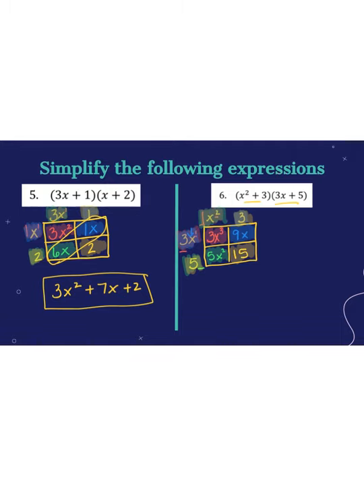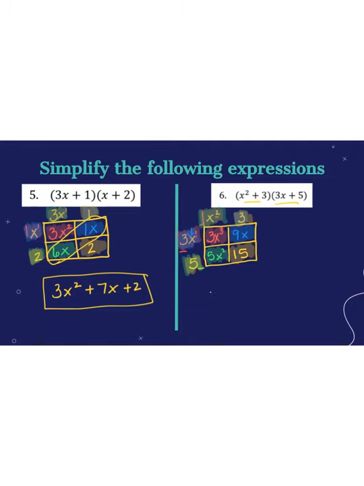Okay, now remember, in number 5, we could combine those two middle ones because they both just had an x on it. When I look at these two middle ones, I have 5x squared and 9x. Those two cannot be combined because they don't have the same term. So they don't have the same squared or the same to the first power or to the third power. So those all have to be written separately.